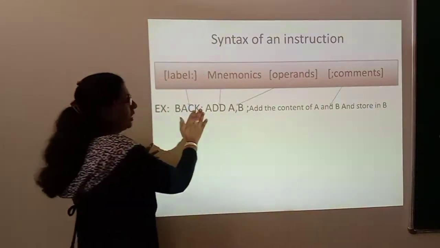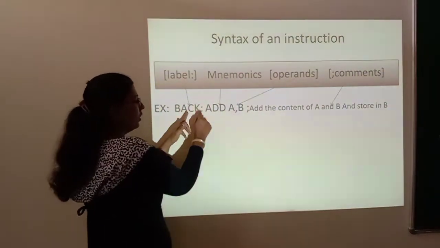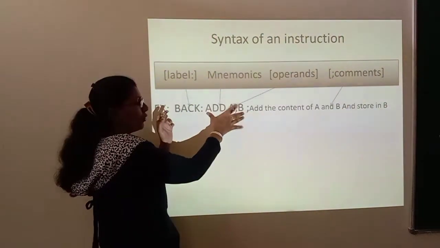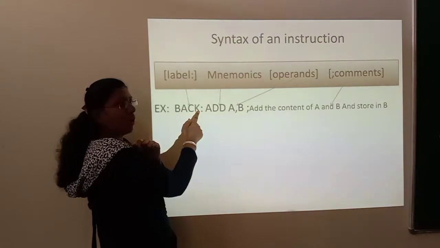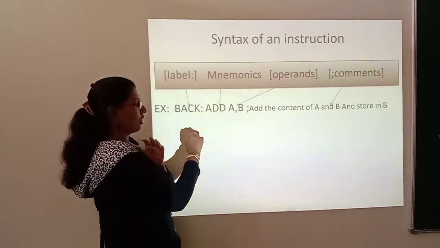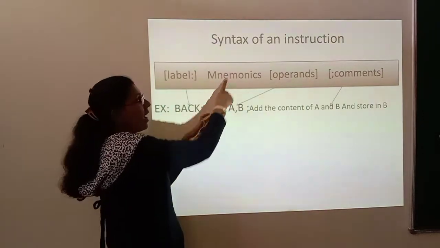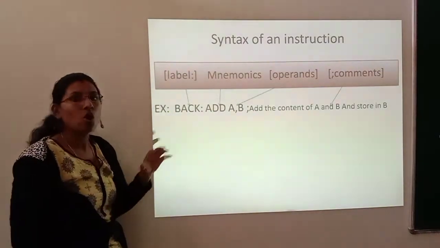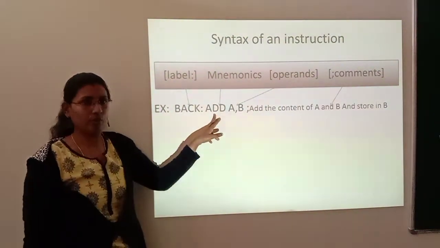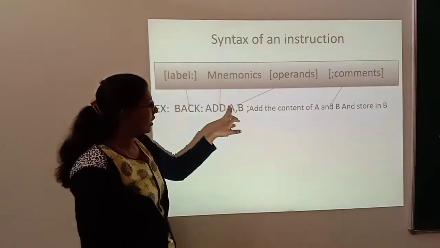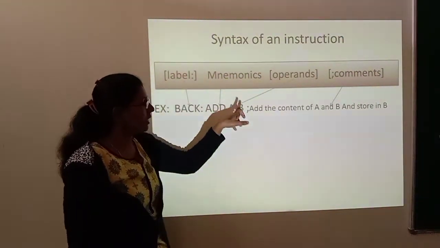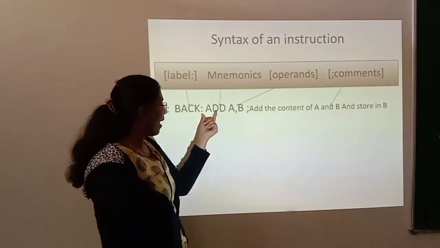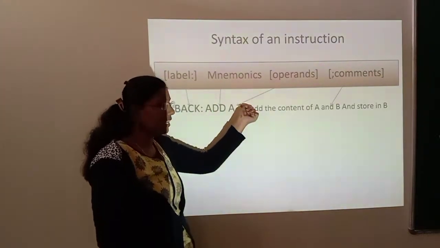Suppose I write like this, consider this example: back colon indicates the label or name of this instruction. Suppose I want to use this instruction anywhere in the program, I can just call back, so it will move to the back colon instruction. Next, add. What is this add? Add is one mnemonic, or is it an operand? Yes. Add is, sorry, not an operand, it is an opcode. So add is an opcode. Then A, comma B. These are the source and the destination. These two are the operands. So we want to add A and B and store the result in B.